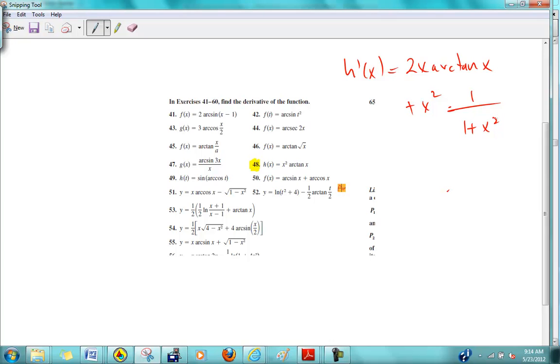Well, u is x. So u prime is going to be 1. So it becomes 1 over 1 plus x squared. And I think they might want you to put everything down on a common denominator. I'm not sure. We'll check, okay? So let's try and put everything down on a common denominator.